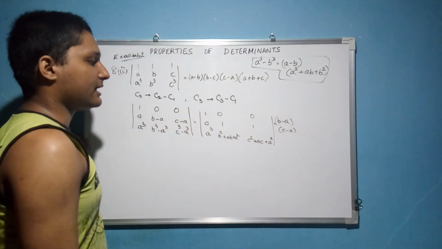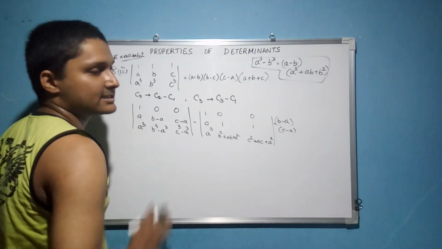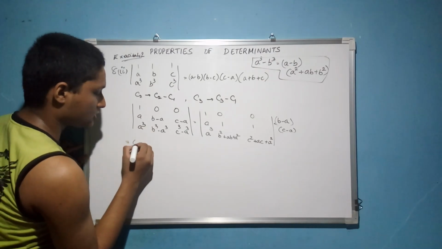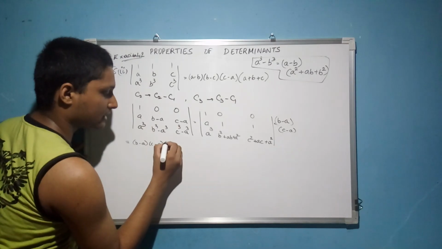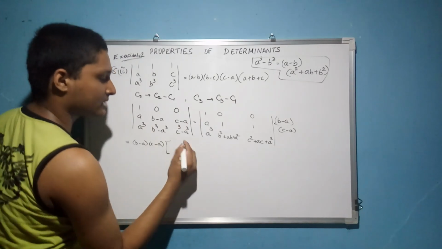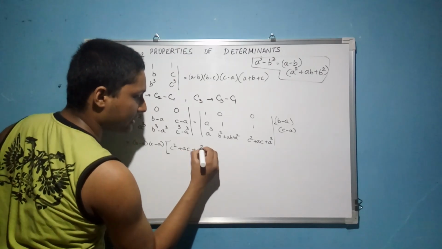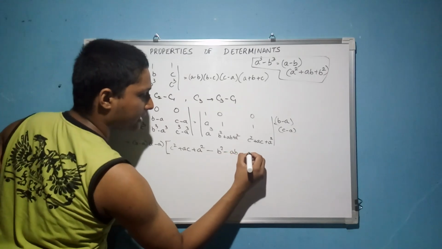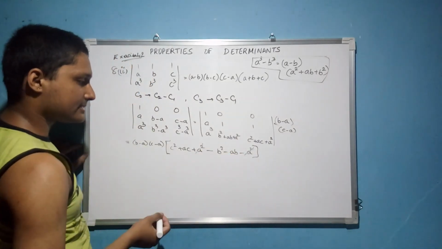Okay, that's what we have. Then we'll see what is remaining with us. So now we'll expand this. If we expand this, what are we going to get? So b minus a and c minus a are already there. Then you have 1 into c square plus ac plus a square minus b square minus ab minus a square. Okay, this a square and that a square will get cancelled.